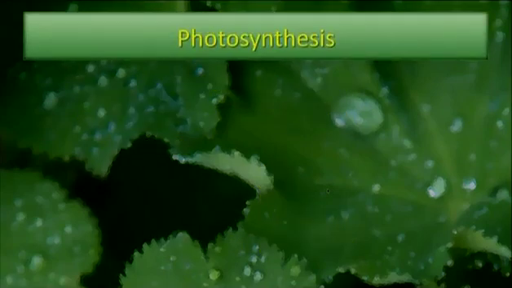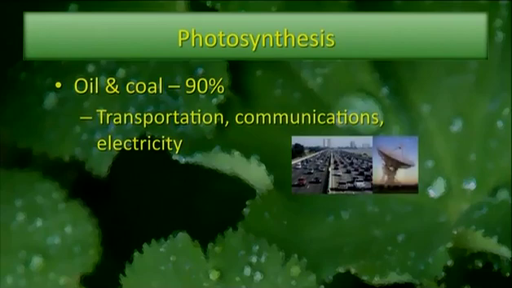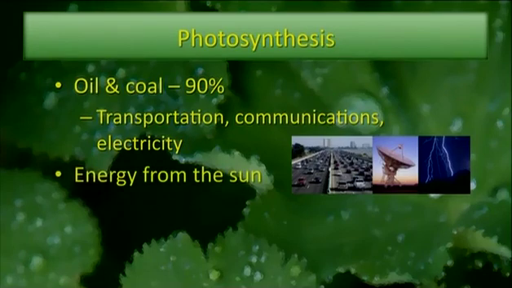Now, the prelude to photosynthesis: oil and coal. 90% of the oil and coal that we use in our modern day is used for transportation, such as fuel for trucks, ships, and also planes. It's also used for communications, for factories, and for electricity for appliances. Generally, this oil and coal came from the sun.